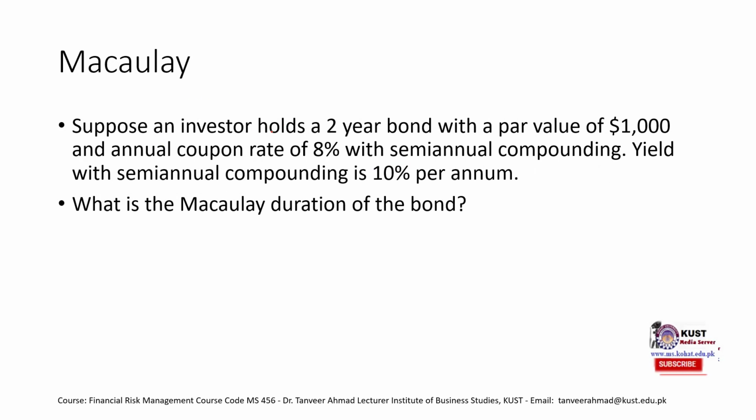Suppose an investor holds a 2-year bond with a par value of 1000 and an annual coupon of 8% with semi-annual compounding. Now this is interesting because previously we were doing annual compounding. This time we have semi-annual compounding. The yield with semi-annual compounding is 10% per annum. So what is the Macaulay duration? Okay, so we need to find the Macaulay duration. Let's use that simple method of drawing a table. So we have time period, we have cash flows, we have present value of cash flow, and then we have weighted present values.